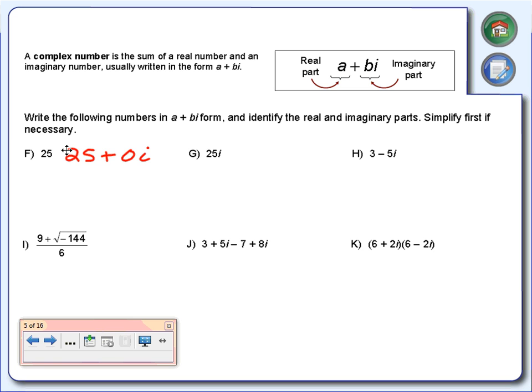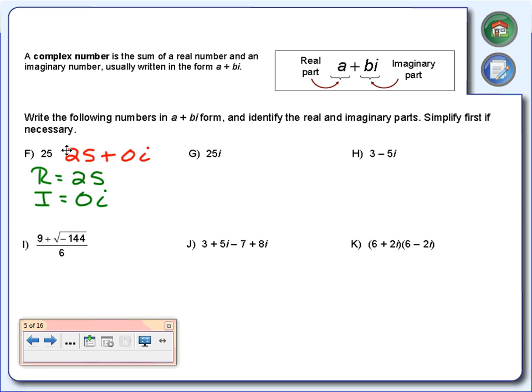Now that I have that complex number, they want me to identify what's the real part and what's the imaginary part. So the real part of that complex number would be the 25. The imaginary part of that complex number would be the 0i. So the real part is going to come first, then the imaginary part.